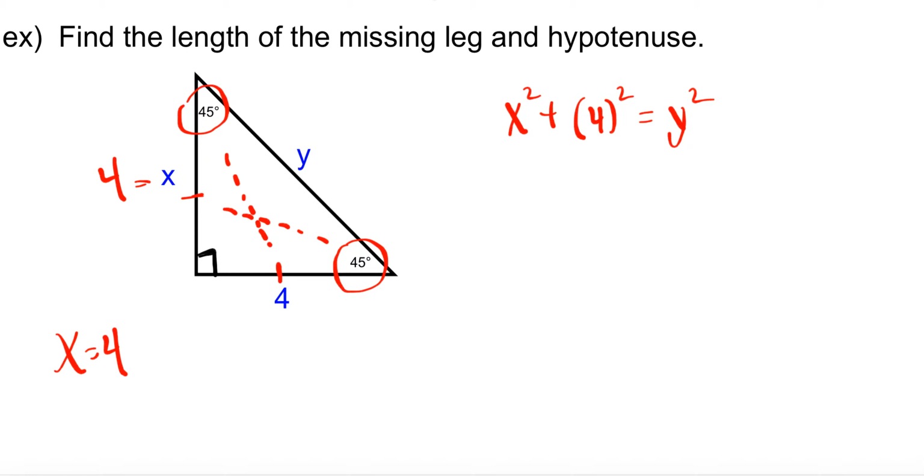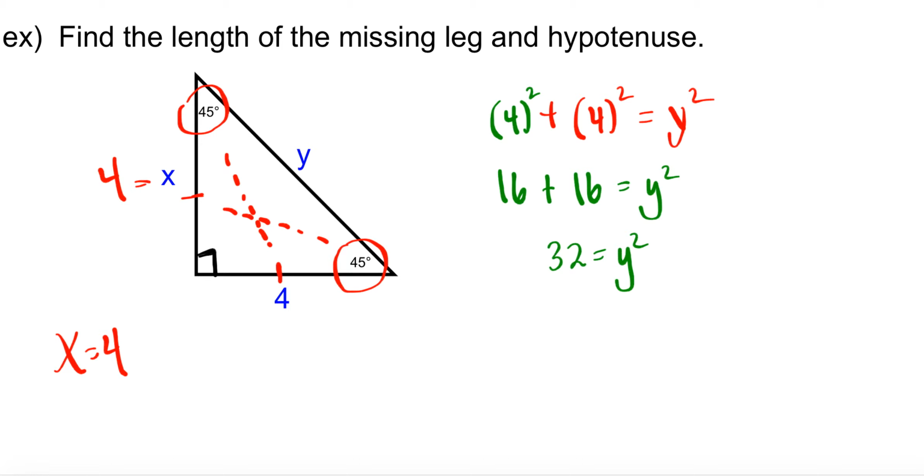Okay, so that changes it up. Now we should be good to go. So what if I just erase that? Get my pen again, and we know what x is. It's 4. So now we've got leg squared plus leg squared equals hypotenuse squared. We only have one unknown, so now we're good to go. 4 squared is 16 plus 4 squared is 16 equals y squared. 16 plus 16 is 32 equals y squared. And to get rid of the squared, we take the square root on both sides. The squared and the square root cancel. y is equal to the square root of 32.